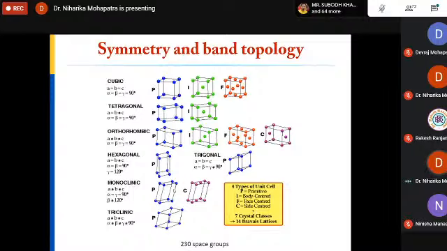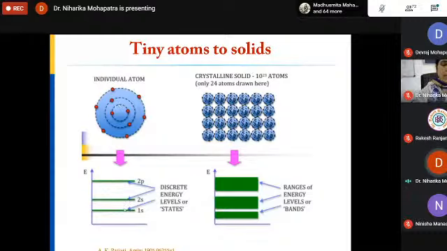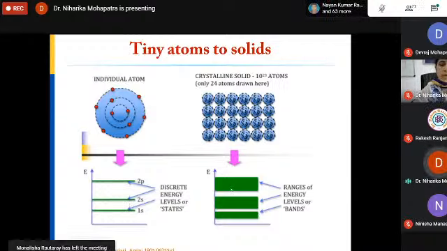Depending upon different types of symmetry, your band structure totally changes. And let me come to the band. When you take an individual atom, you have discrete energy levels like this. And when you make a crystalline solid, you arrange them in different types of symmetry. So instead of discrete energy levels, you have a bunch or bundle of energies. The energy bunches you call the energy bands, instead of simply energy levels.